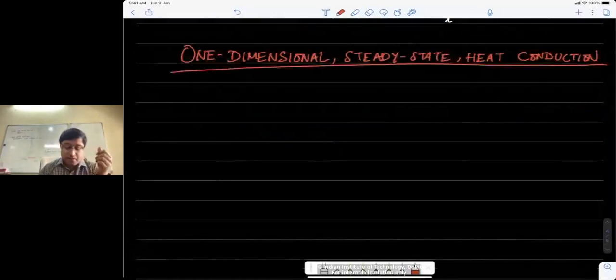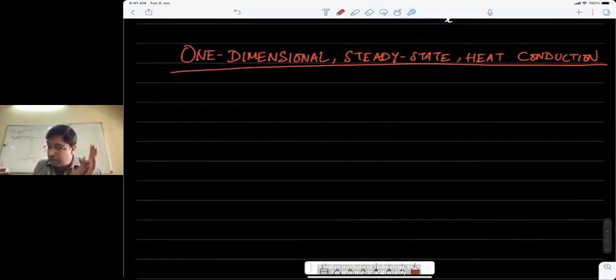We call it one dimensional because we will only consider variations along one coordinate direction. Preferably we will deal with x, but I will also do a few cases where the variation is along the radial direction, r. And I'm talking about steady state because we will talk about solutions which are independent of time. They will not change with time, and that's why we are saying they are steady state solutions.